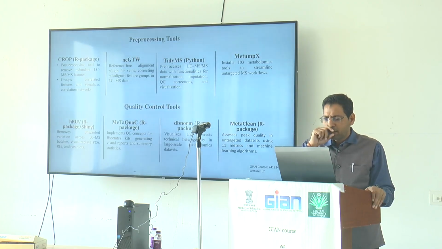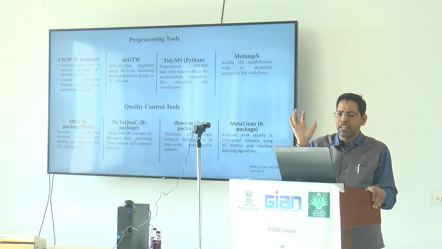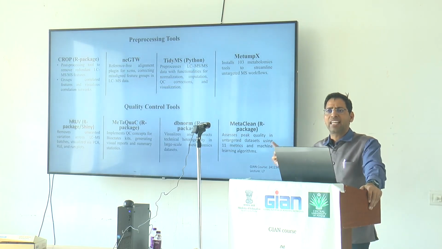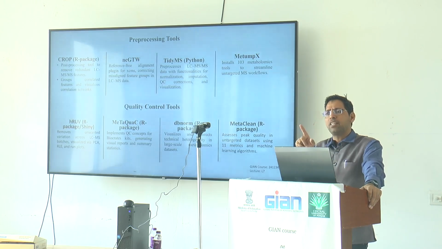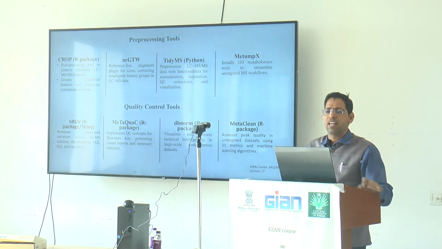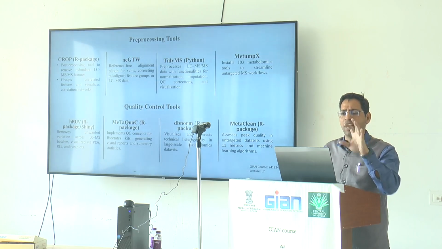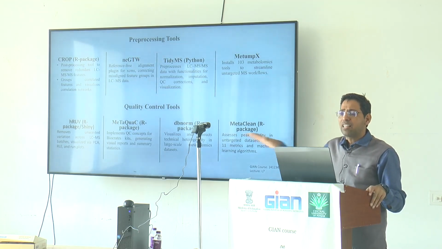The second is the NCGTW. NCGTW is the reference-free alignment actually. So this is from the XCMS. XCMS has been working for the last 10 years, 1 decade, and it is working very fine actually. So this NCGTW is basically used for XCMS and is correcting the misaligned feature groups in the LCMS data.